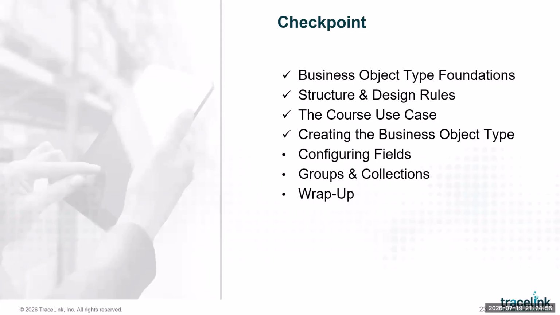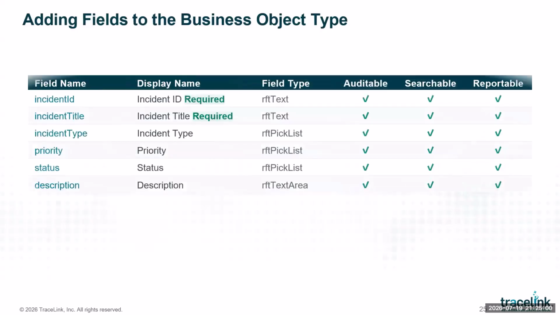Now how to configure fields. Fields are the individual blanks on the form. Each one holds a single piece of data your record captures. Here you can see the fields we're going to add to an incident management, along with the field type for each one and its properties. This is the reference you'll follow during the demos coming up. Notice the different field types we're using, and notice that each of these fields is set to auditable, searchable, and reportable. Note, only mark fields as searchable when they are truly needed for search, because each searchable field adds an index, and too many indexes can impact performance.